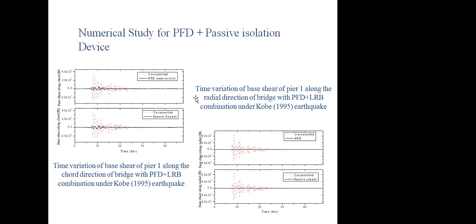So these are some results. And if you observe, tri-directional time history analysis was carried out. All three directions of earthquake were utilized: chord direction, radial direction, as well as vertical direction. It was observed that in the radial direction, around 97% reduction of the base shear was observed as compared to the uncontrolled response of the structure due to the utilization of this hybrid combination. In the chord direction, the maximum reduction was observed around 96 and 94%, which is also very good, and it is also reducing the response of the structure.